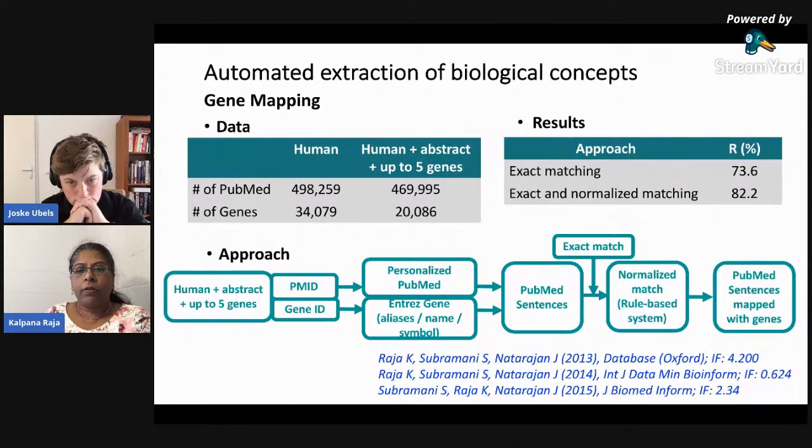Our approach obtained 73.6% recall for the exact match, and we were able to increase this recall by about 9% when we combined exact and normalized matching together. So we achieved 82.2% recall. We got several publications only for this gene finding and gene normalization. That's what you see at the bottom of the page.